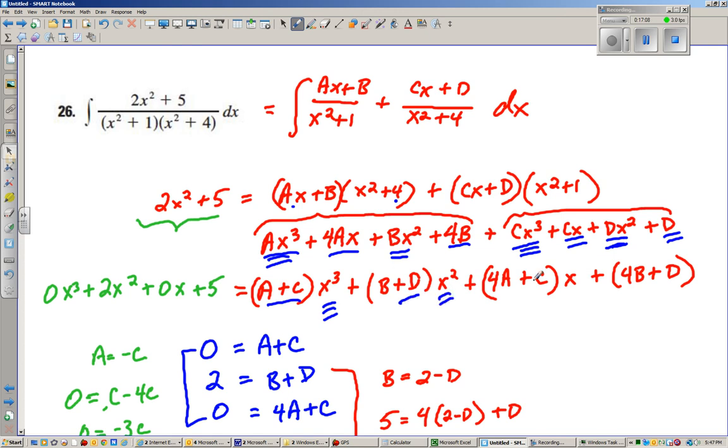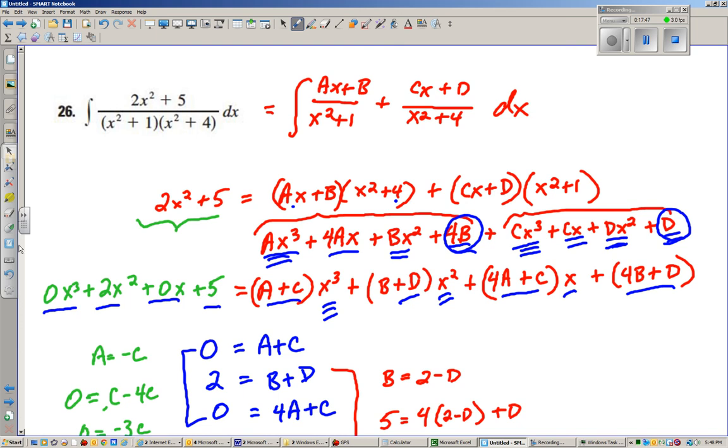And then I'll come back and say, well, I've got 4ax and a cx, so together that makes 4a plus c x's. And then one last time, I've got a 4b and I've got a d, and together those make my constant term, right? So if I revisit my left side, my numerator of the problem, I have 2x squared plus 5. Or you might more properly say 0x cubed, 2x squared, no x's, and 5.